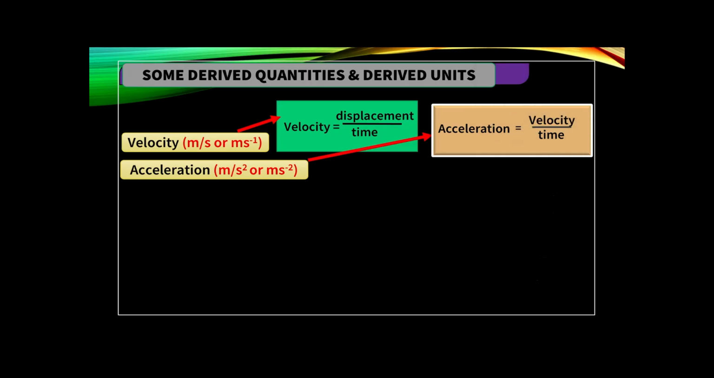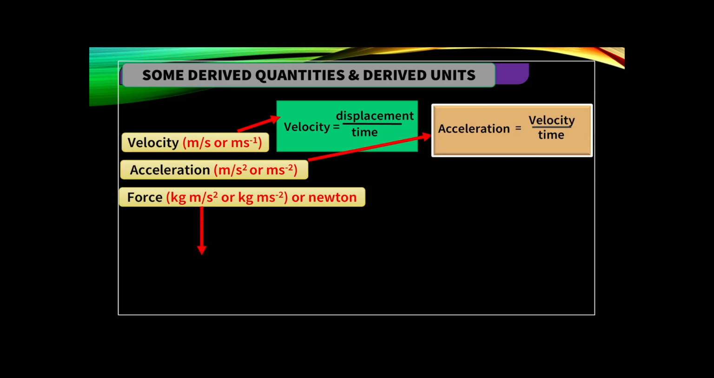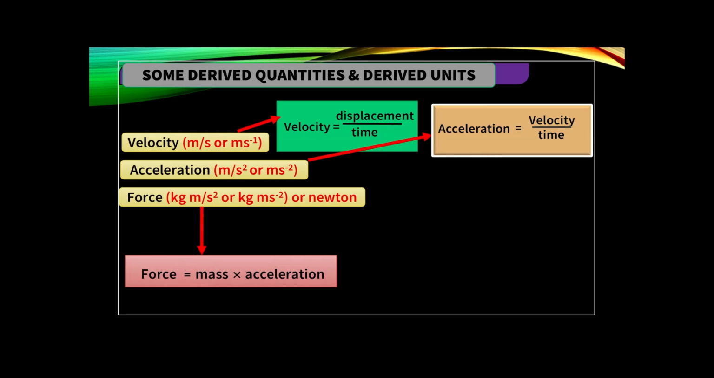We move on to another quantity, which is force. Again, you need to know the equation for force. Look at the equation for force, mass times acceleration. And you know the unit of mass. Unit of mass is kilogram. And you know the unit of acceleration. Just now we derived m s^-2. So it becomes kg m s^-2. So what is the unit of force? Kilogram m s^-2, or kilogram meter per second square.